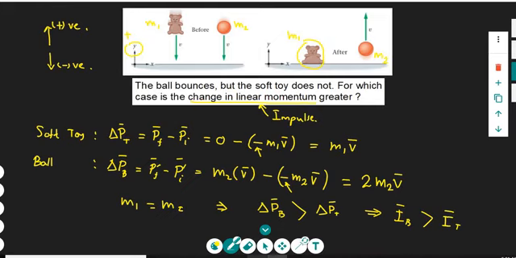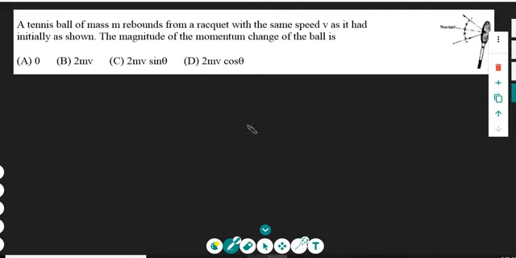Okay, now let's try to solve a problem. So this should be a relatively simple problem. A tennis ball of mass m rebounds from a racket with the same speed v as it had initially, as shown. Find the correct answer for the magnitude of the momentum change of the ball. So this figure, I'll draw the figure separately.